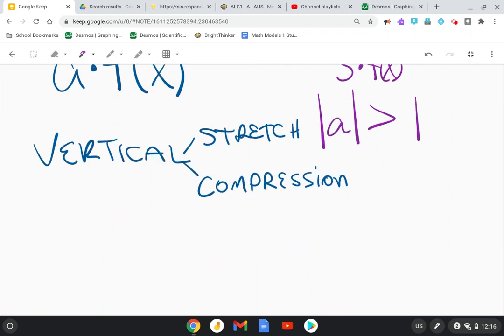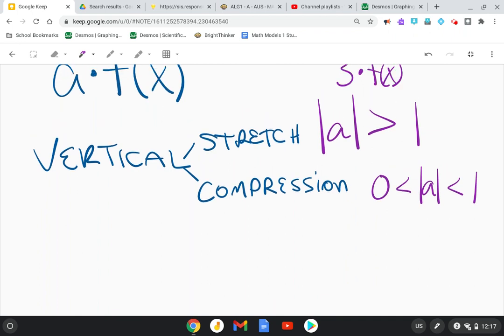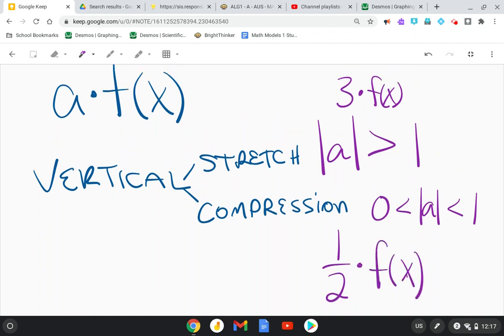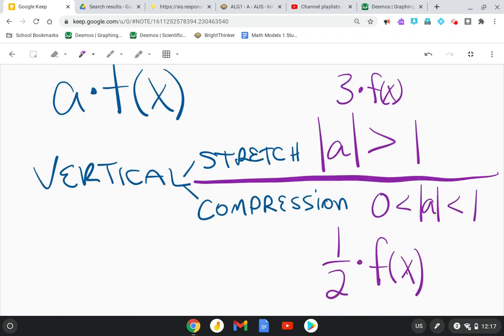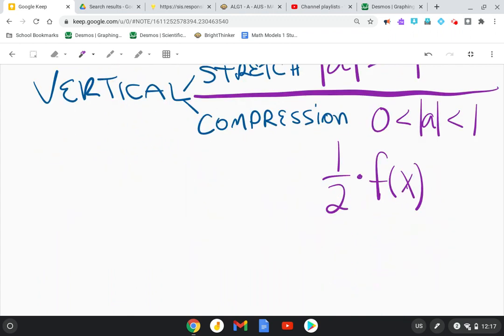A compression is going to be when the absolute value of A is between 0 and 1. Okay? That's going to be a compression. So that would be if I had like 1/2 f of x. So this is going to be a vertical stretch up here, and this is going to be a vertical compression down here based on where that number is.